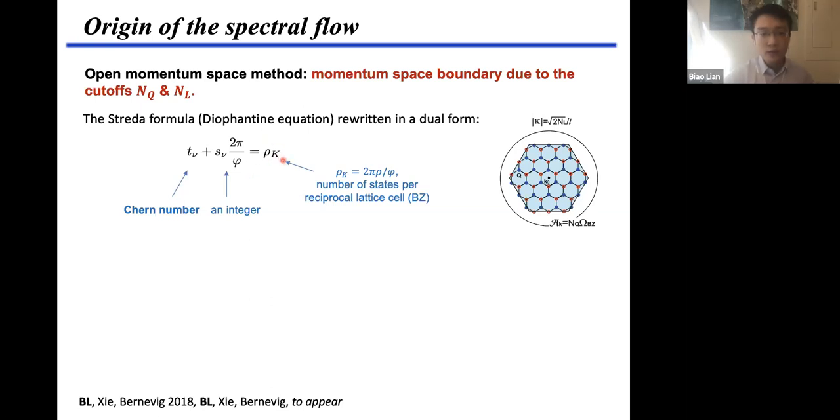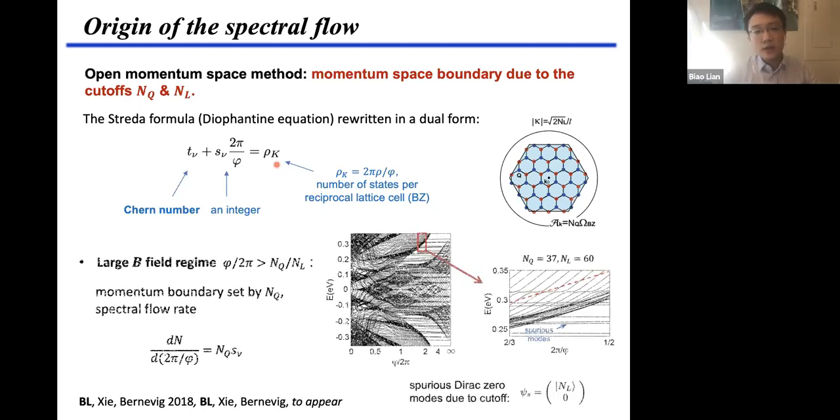And here one could define a momentum space density, understood as the number of states per reciprocal lattice unit cell. It's related to rho by 2 pi rho over phi. And one could prove that this rho_k is the number of electron states occupied in each fixed lambda sector. That's what we calculate in the open momentum space method. So in a fixed lambda sector, rho_k times the momentum space area would give you the number of states occupied below a certain gap.